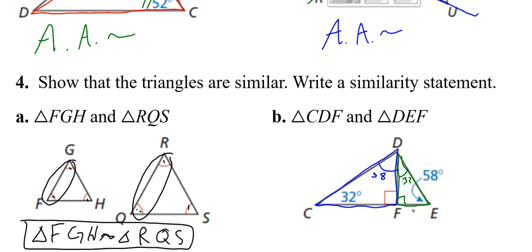And so if I write my similarity statement, I have triangle CDF is similar to triangle... So C is 32, D is 32. D is 58 for my blue triangle. 58 is E here. And so then F corresponds to F.